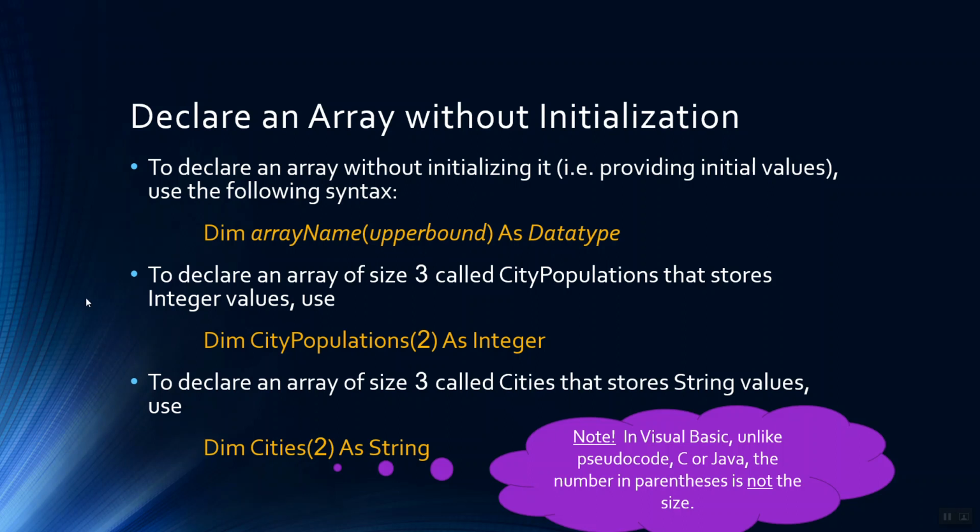So for example, if I want to declare an array called cityPopulations of size 3 to hold integers, I would say Dim cityPopulations(2) As Integer. The same thing down here. Here we're creating an array of size 3 called cities that holds strings.